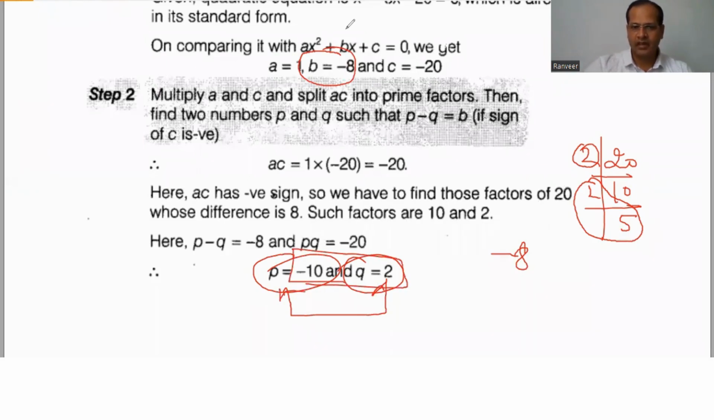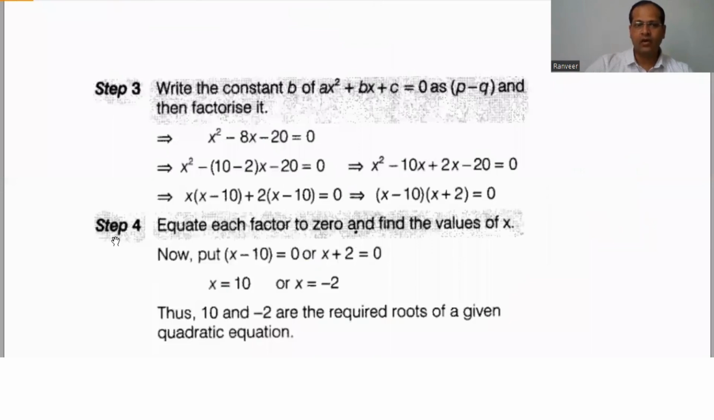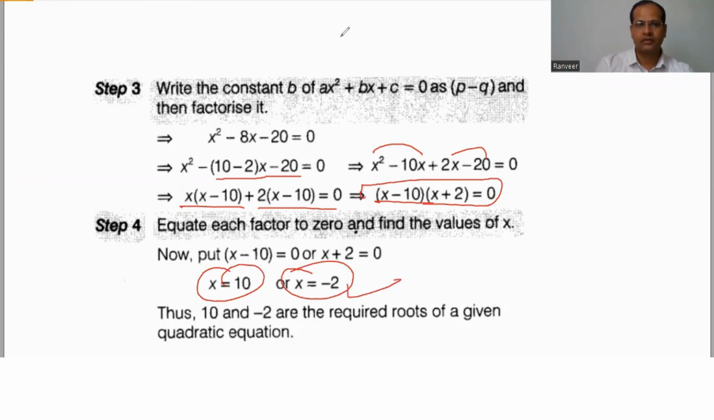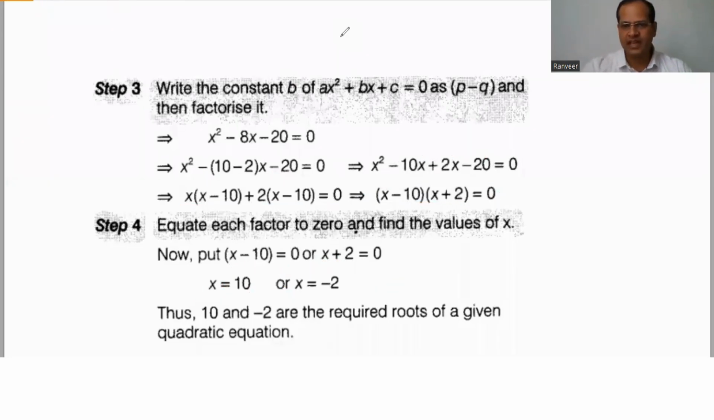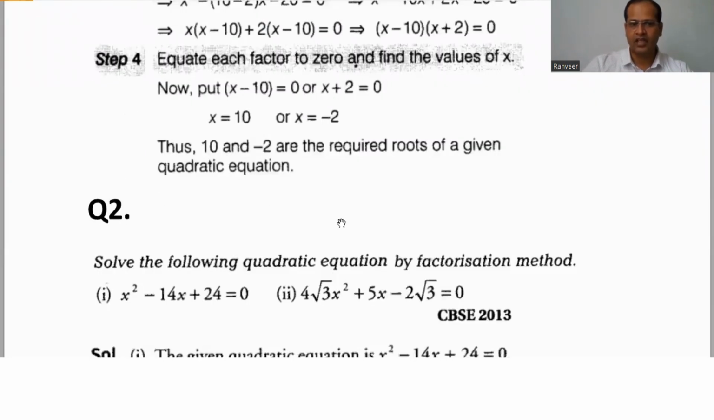Now this is for the middle term. We can write x square minus 10x plus 2x minus 20. After that we split minus 10x plus 2x minus 20. From here we take the common x minus 10, and from here 2 times x minus 10. So x minus 10, x plus 2. After that, just equate the values and we will get the roots of the quadratic equation. This is the simplest way of finding the solution.